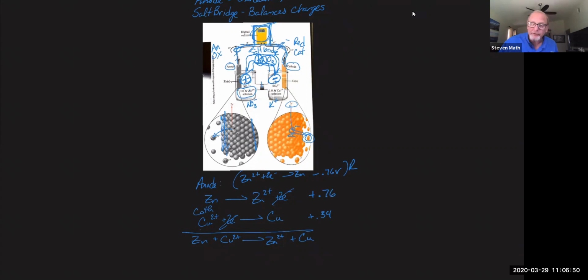Positive 0.76. Now if we take the electrical potential, the voltage, these are volts, we take the voltage of the anode, the voltage of the cathode, we add them up and we find out this is going to generate a positive 1.10 volts. So we just made a battery that's going to generate 1 volt of electricity. Is that of any use? No. I hate to break it to you, but these things are drawing a whole lot more than 1 volt of electricity. But this is the background of how we go about doing it.